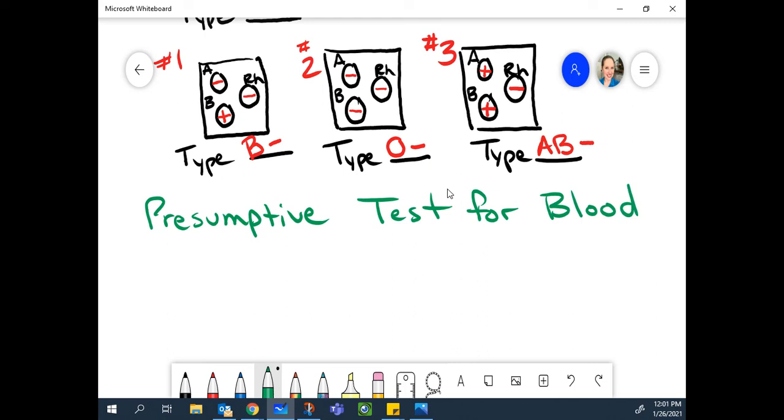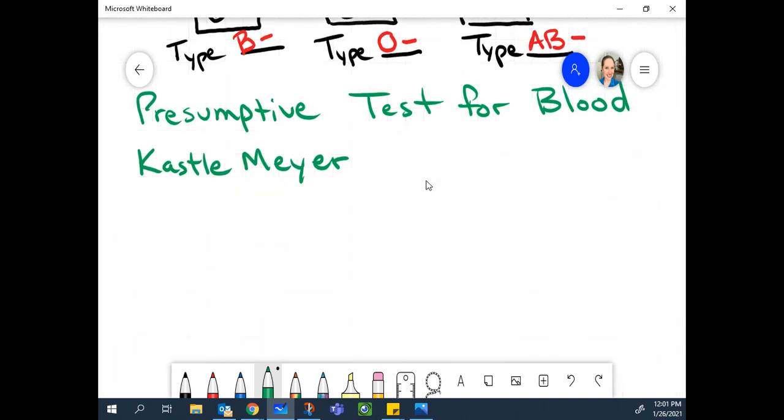So we learned about the Kastle-Meyer test. This was the one on CSI where they swab it, they add the drops, and it turns pink. And we saw that that's what it really did. We like this test because it's really cheap, it's quick, and it allows us to not look like dummies by sending samples off that are not actually blood, which would be a waste of time and money.